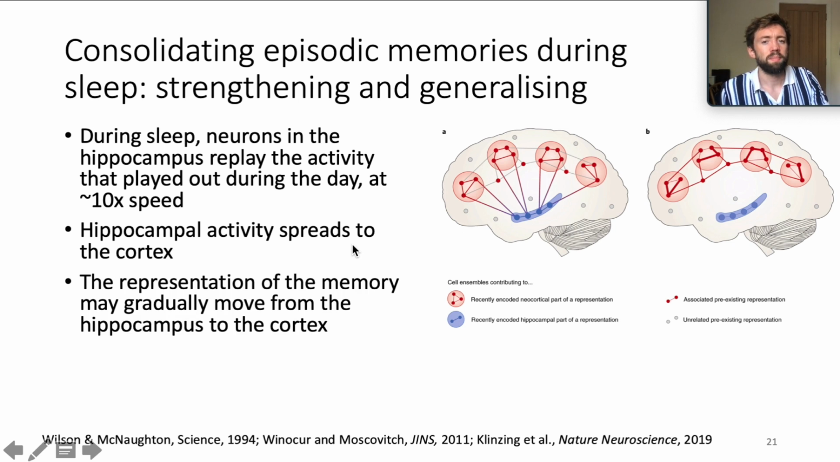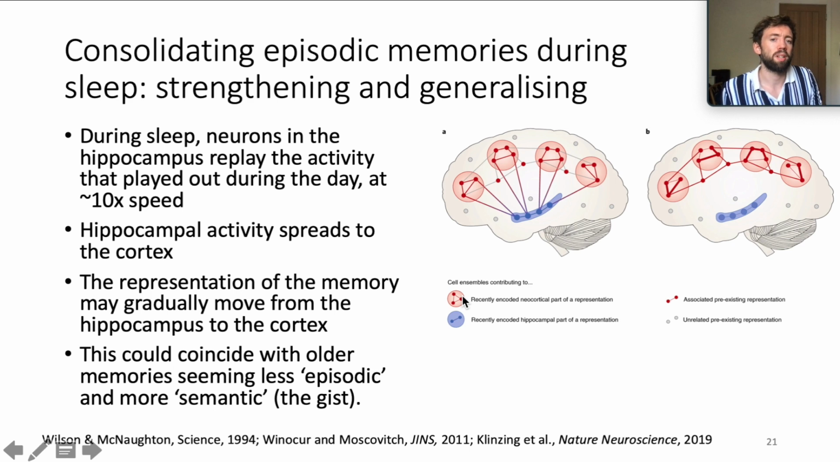However, over time, this could occur over days, weeks, or even months. The representation of the memory seems to sometimes move completely from the hippocampus to the cortex, so that this memory will no longer be lost, for example, if the hippocampus is damaged.